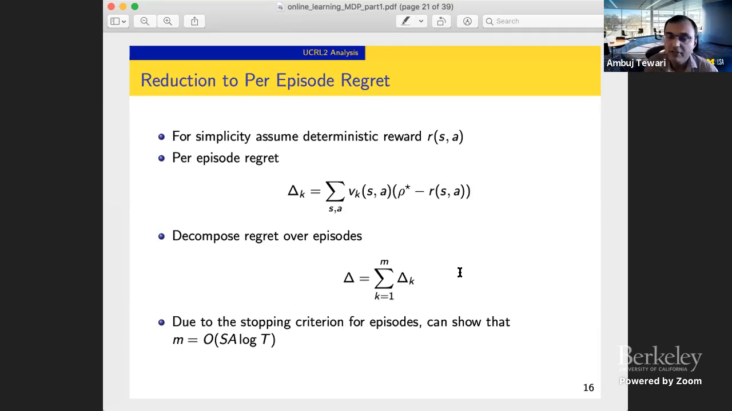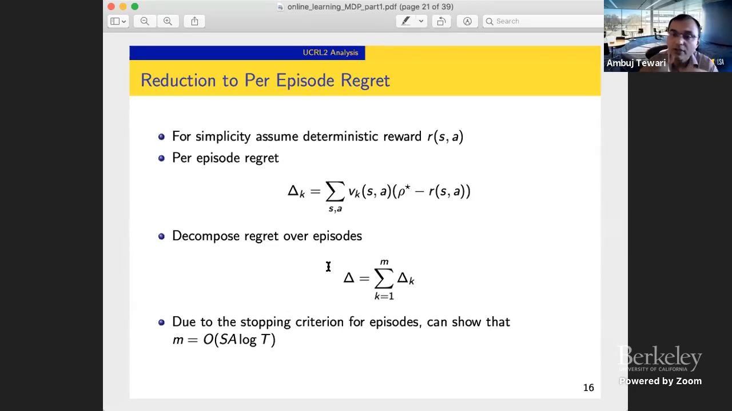So how do we analyze this algorithm? The nice thing is the algorithm doesn't change the policy within an episode. So you can decompose this task of controlling the regret into controlling the per episode regret. What is the per episode regret? It's just the regret in that episode. So it's this term over here, the counts of different states and actions during that episode. Remember that was v_k of s, a. That times the difference between the optimal average reward and the reward you get in that state. That's how much regret you incur in episode k. And the total regret is just a sum of these regrets.